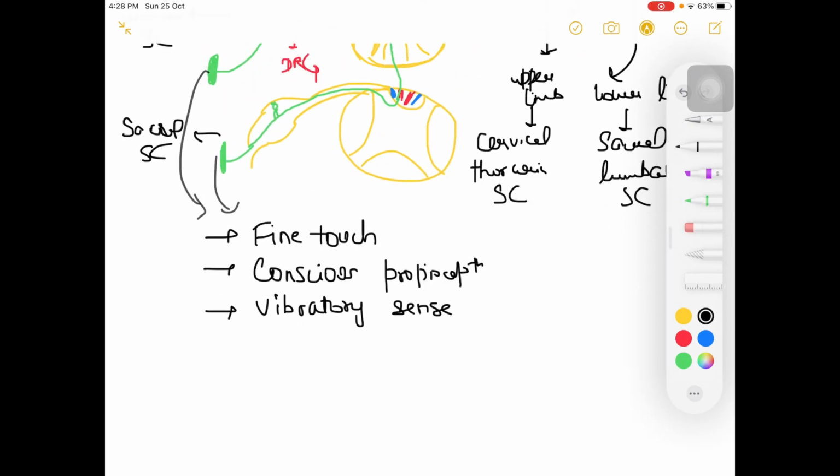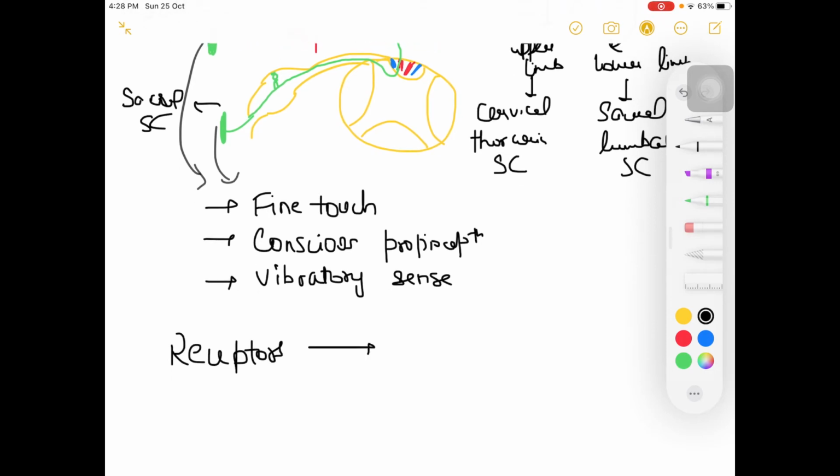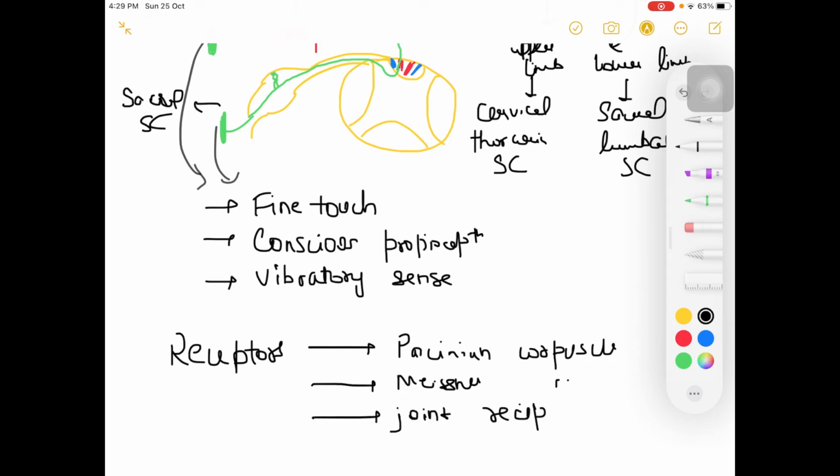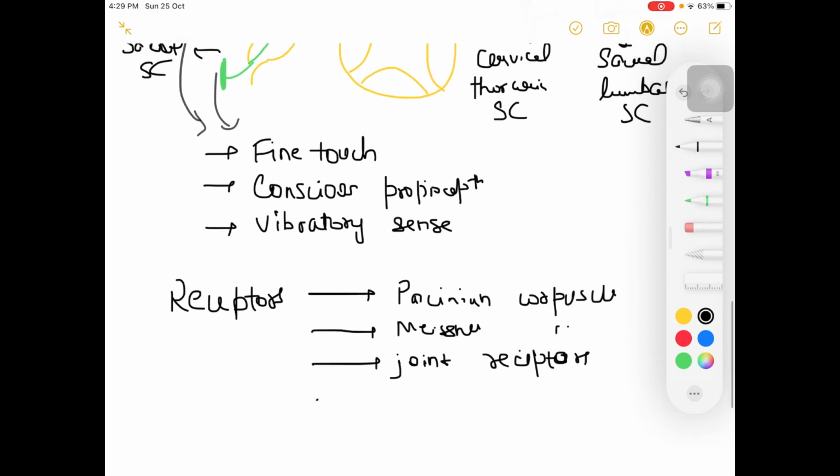Now what are the receptors that are carrying this? So there are many. Let's count down. These include Pacinian corpuscles. These include Meissner corpuscles. Then joint receptors. Then muscle spindles and Golgi tendon organs.